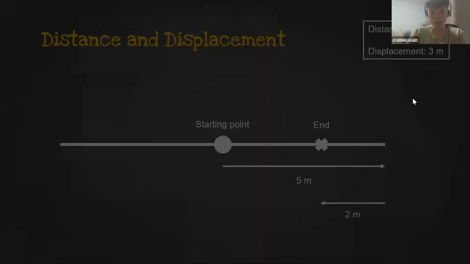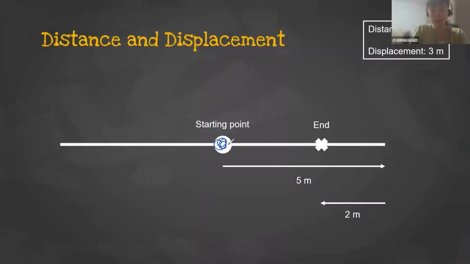Let's look at a few more examples. Over here, let's say my starting point is here. I move 5 meters to the left, and then I walk backwards 2 meters. The distance that I traveled for this whole journey is 7 meters, 5 plus 2, but my displacement is only 3 meters. Displacement is how far I am from my starting point, which is just this over here, 3 meters to the right. Hopefully you can understand this difference between distance and displacement.